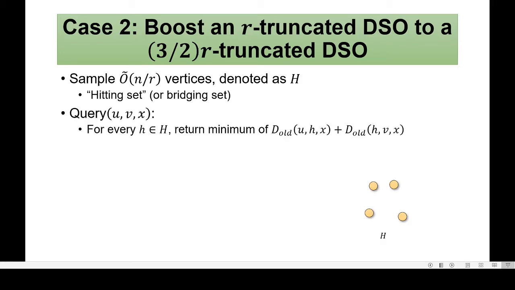On a query UVX, what we do is, first we enumerate every small h in this hitting set, and we use the old oracle to compute the shortest path from U to h not going through X, and from h to V not going through X. We add these two numbers together and we return the minimum of the answers over all h. So for example, there is a query UVX and our algorithm simply enumerates h.